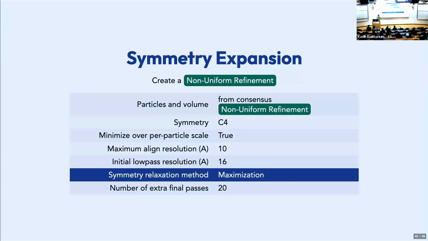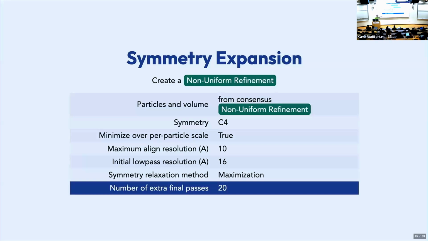When you check those 4 symmetry-related positions, you actually check a small neighborhood. So you rotate the particle 90 degrees and then you turn it around a little bit to find the best pose. Maximization is you just use the very, very best pose you found in all of those neighborhoods. There's another one, marginalization, which you kind of find the best of those 4 symmetry-related poses and then blur it out over the quality of the poses in that neighborhood. Okay, so we're using maximization here just because we want things to be faster, but marginalization can be better in some cases. And then finally, we're setting the number of extra final passes to 20 again.